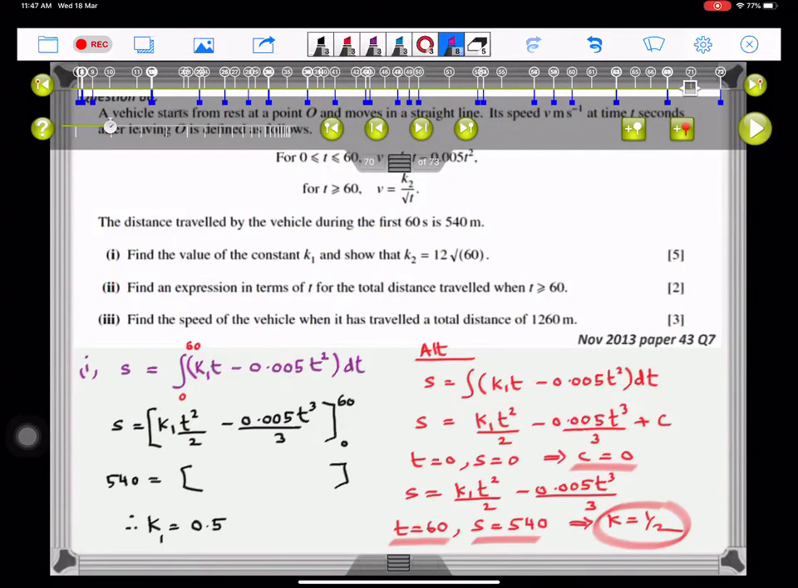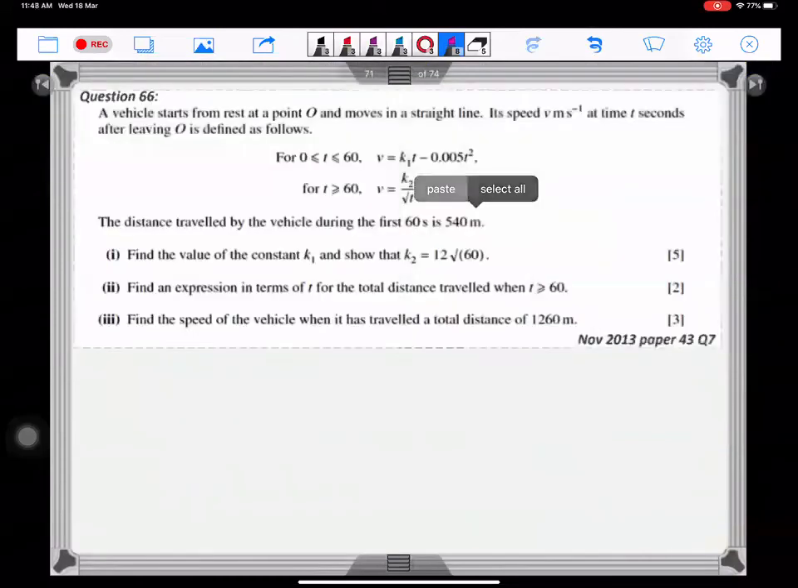I already have the condition in order to evaluate C for this part. What condition is that? When t equals 60, S is 540. Simple. And then the last part, find the speed of the vehicle when it has traveled a total distance of 1260 meters. That's not happening during the first 60 seconds, because during the first 60 seconds, the total distance is 540. That means it's happening during the second displacement equation.